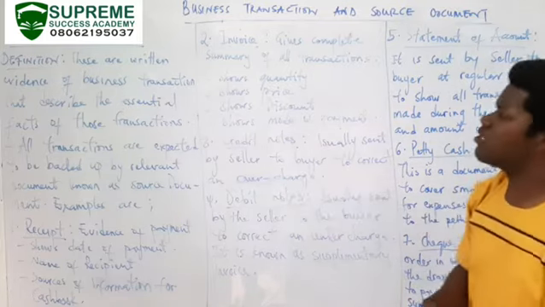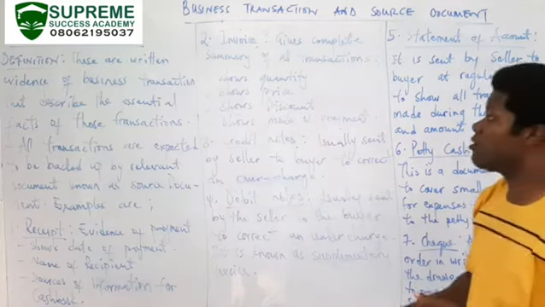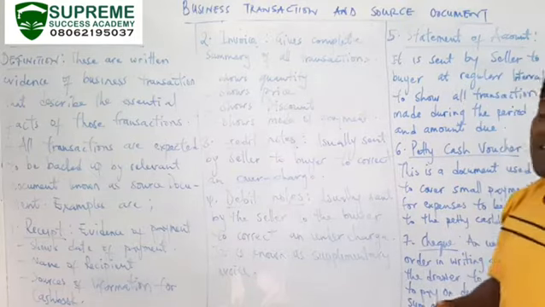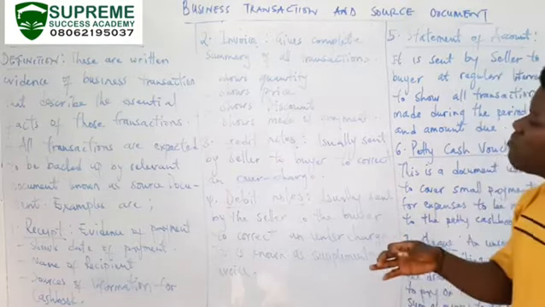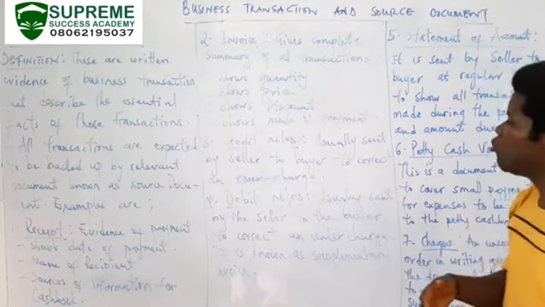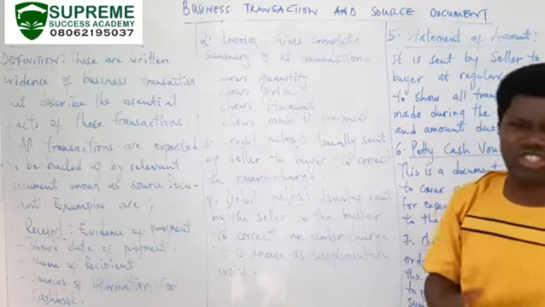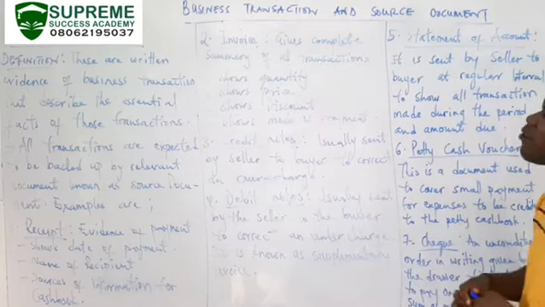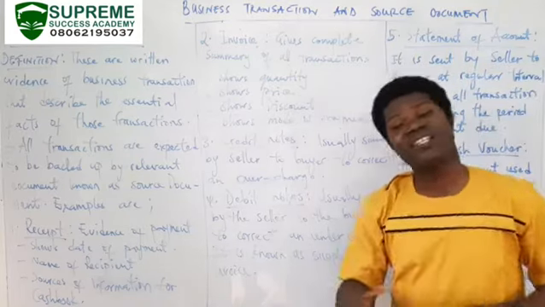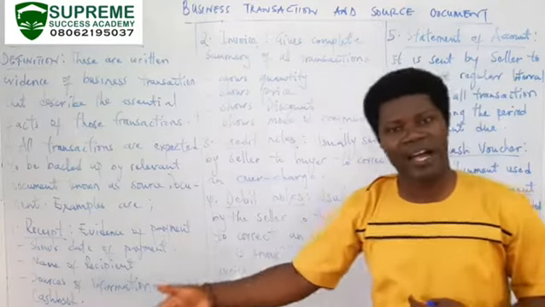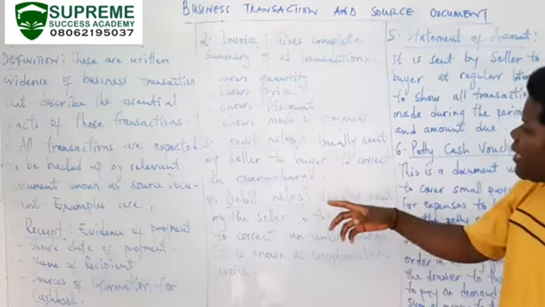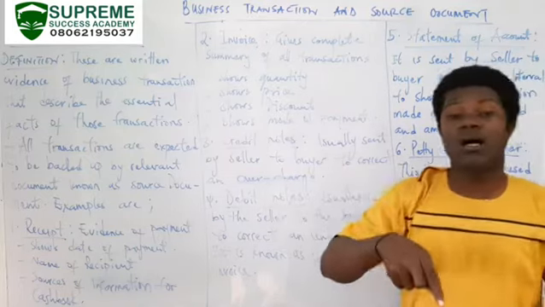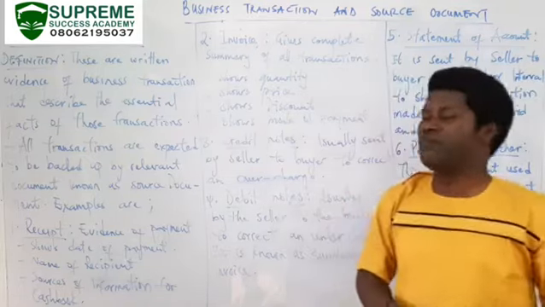Number 3 source document example is what we call the credit note. Usually, a credit note is a document that is used to correct an overcharge. A credit note is used to correct an overcharge, and it is usually sent from the seller to the buyer in order for the seller to be able to correct an overcharge in the amount that is charged to the buyer.